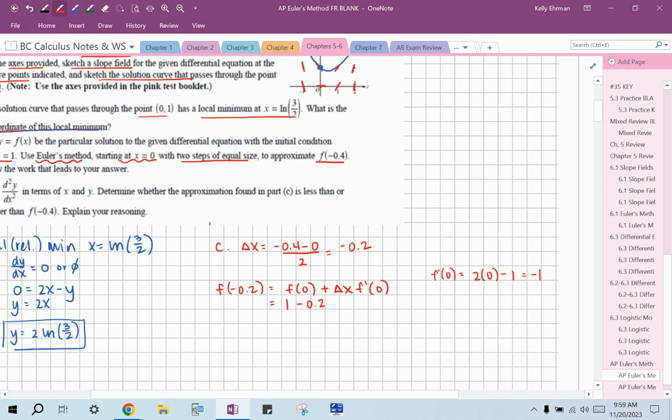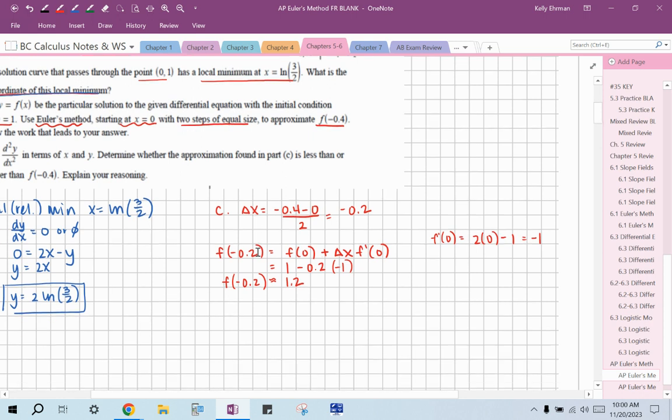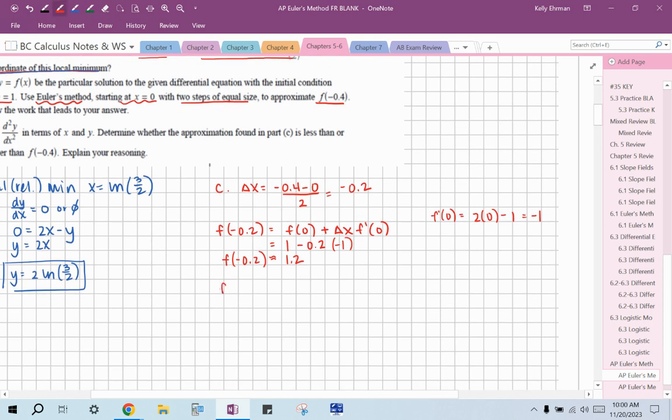So f prime of 0 is equal to negative 1. So the first approximation, the first step, is f of negative 0.2 is about equal to 1.2. Right? And then we jump off from there to find the next step. So go another negative 0.2. You'll be at f of negative 0.4, which is what we want to find. That should be approximately equal to f of negative 0.2 plus delta x times f prime of negative 0.2.